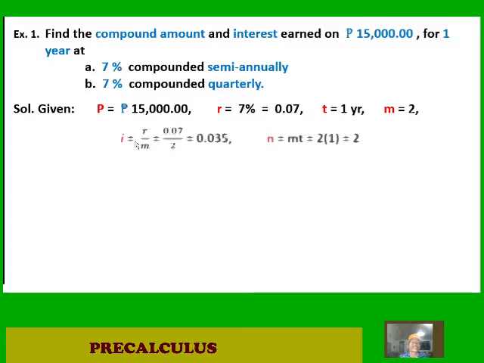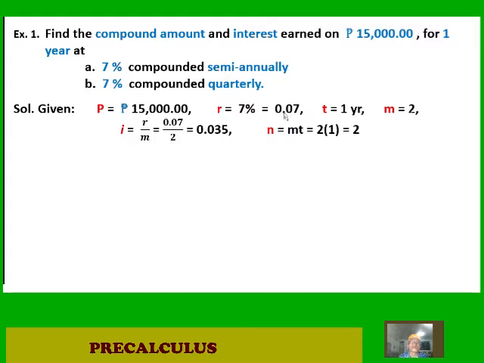Next, we are going to determine I. I is equal to R over M. R is 0.07, M is 2. So 0.07 divided by 2 is 0.035. N is M times T. M is 2, T is 1. So 2 times 1 is 2.